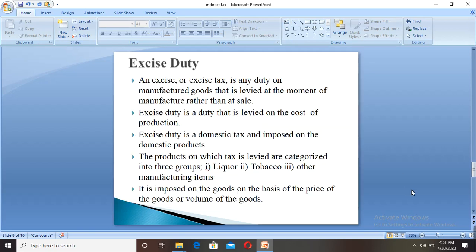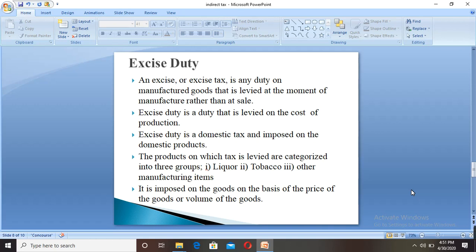So excise duty is a domestic tax. It is an internal tax and imposed on the domestic product. A nation has to produce many products to fulfill the demands and needs of the citizens. However, a nation is not able to produce as many products as the citizens of that nation demand, because of many problems. Problems may be financial, technological, the lack of human resources, the scarcity of raw materials, natural resources, etc.